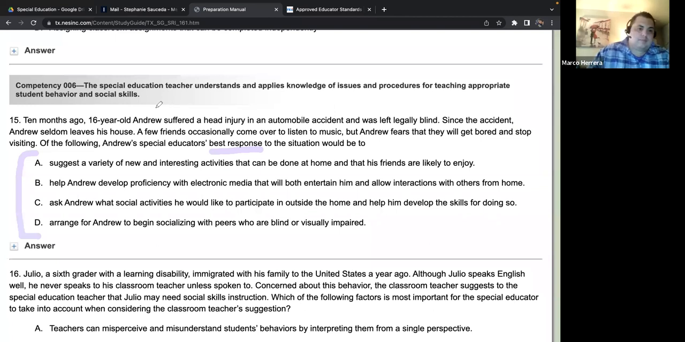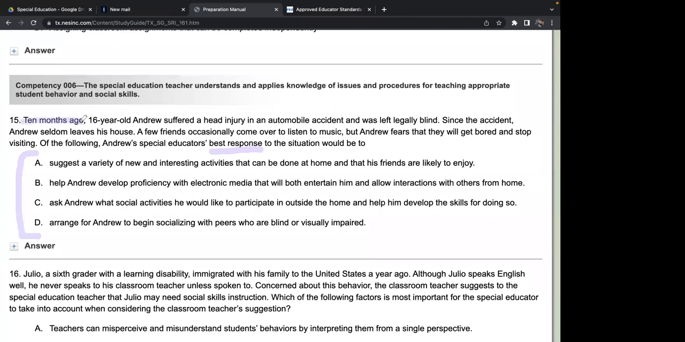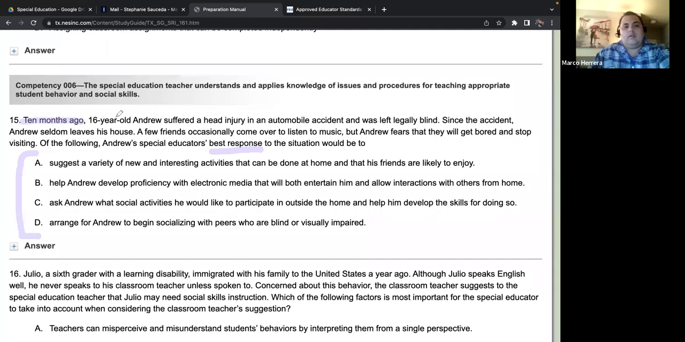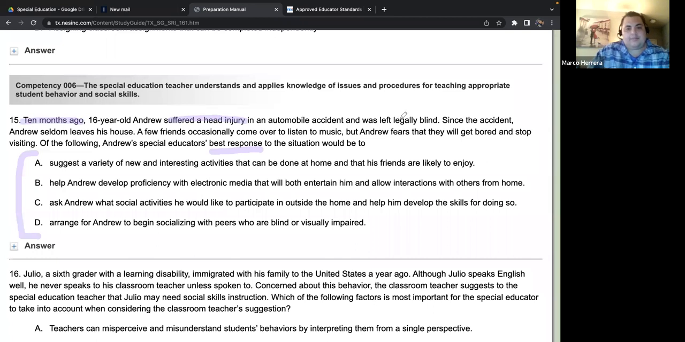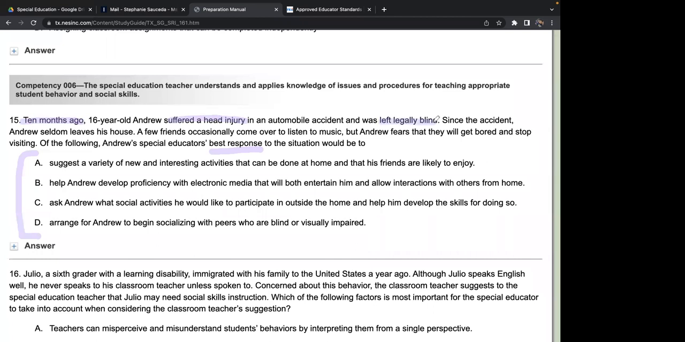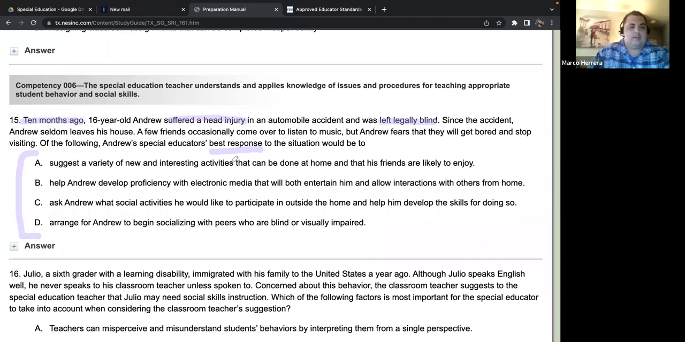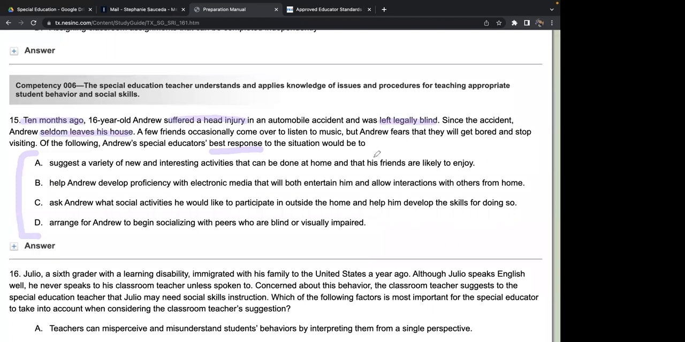Maybe 10 months ago. Yeah, so he just recently, is what that means. He suffered a head injury. Yeah, he had a head injury. Left legally blind. Left legally blind. Okay. What else? He seldom leaves the house. Yep. Seldom leaves the house. What else?